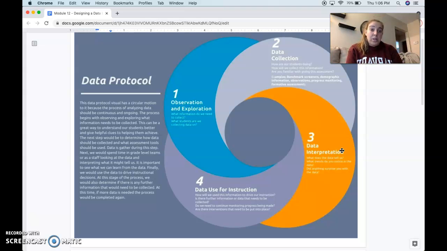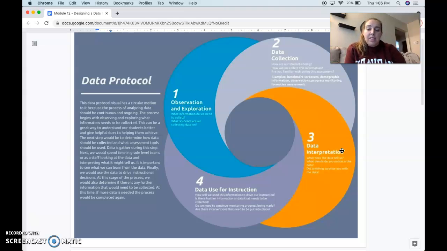I really think this would be most beneficial happening in grade level teams or even as a whole staff. So we would look at, what does the data tell us? Maybe what trends are we noticing, or is there anything surprising that is coming out of this data?